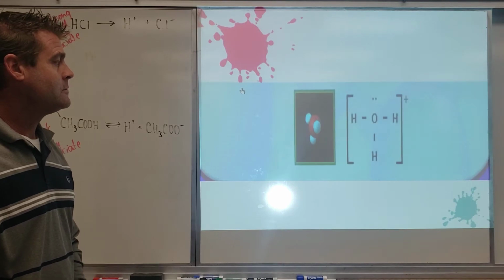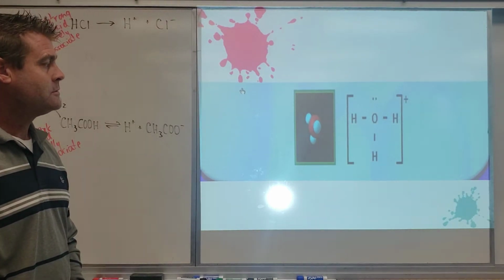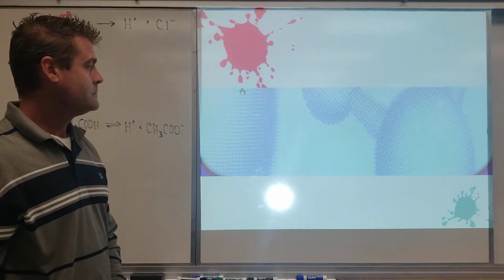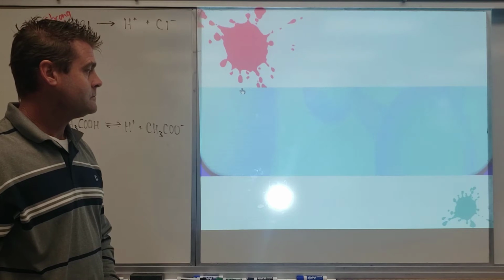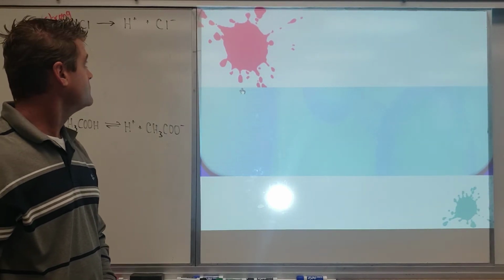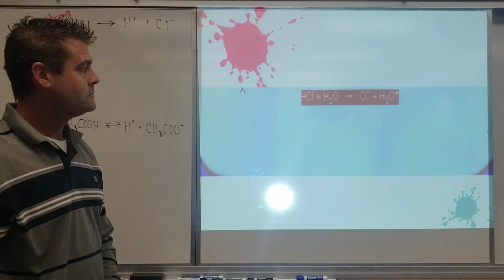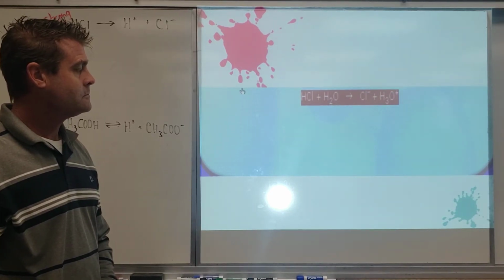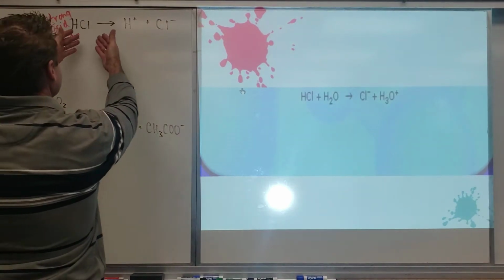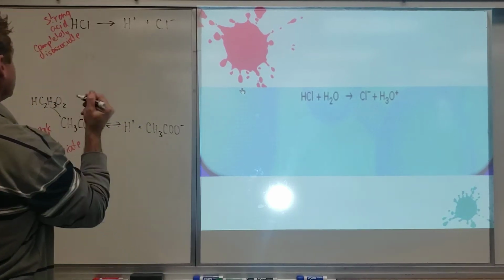A proton doesn't exist in an aqueous solution. It attaches to one of the lone electron pairs on the oxygen atom. Then the correct equation for the ionization of HCl would be hydrochloric acid plus water yields chloride ions and hydronium ions. So even though we tend to write it in a really simplistic way, in actuality, here's really what's happening.